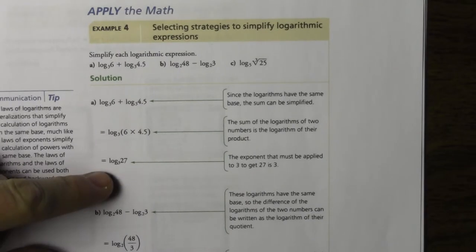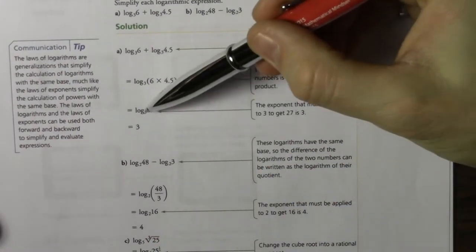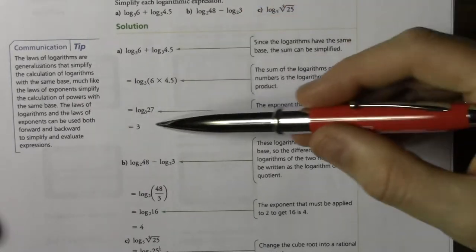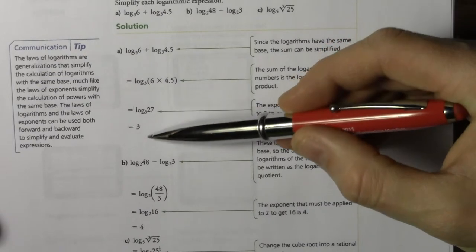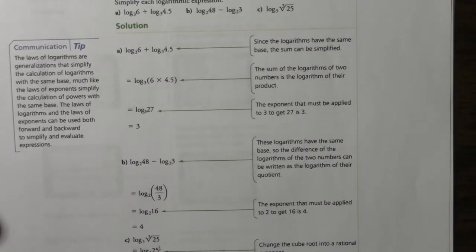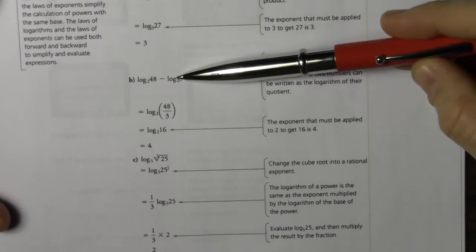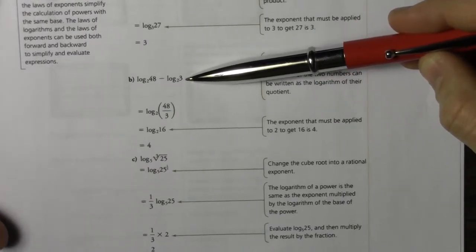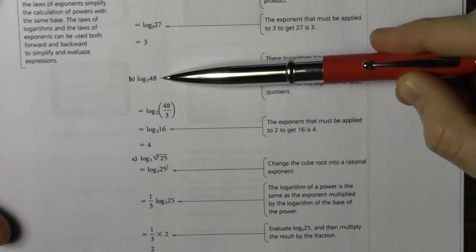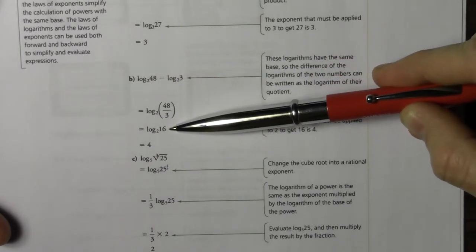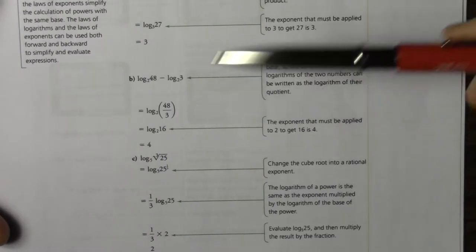How do you go from log base 3 of 27 to 3? Okay, so the result is an exponent. It's the exponent that 3 needs to be raised to get 27. It's 3, okay? All right. Log base 2 of 48 minus log base 2 of 3. We can now divide those two terms because we have a subtraction there. We get log base 2 of 16, which we know is 4. 2 needs to be raised to 4 to get 16, okay?